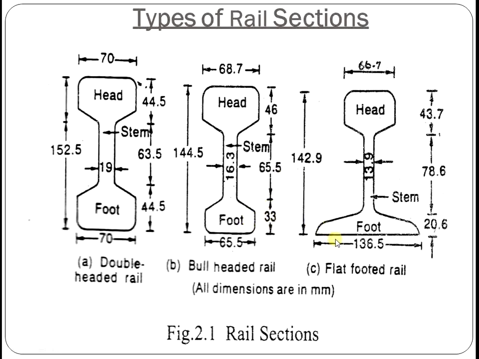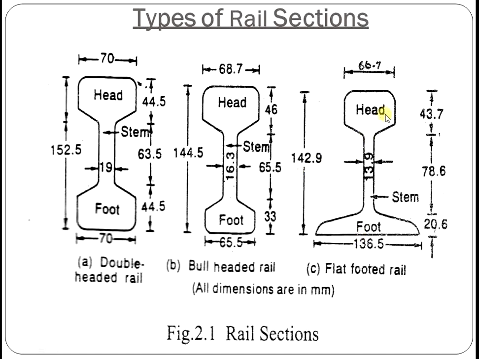Again, the last type of rail section is the flat footed rail. Flat footed rail means that the head section is smaller than the bottom section. The head section size is 66.7 mm, the middle section size, that is the web section, is 13.9 mm, and the bottom section size is 136.5 mm. The total height of the flat footed rail is 142.9 mm.